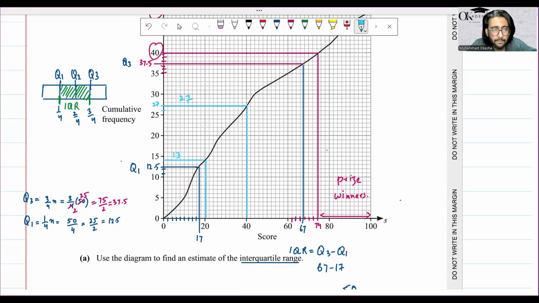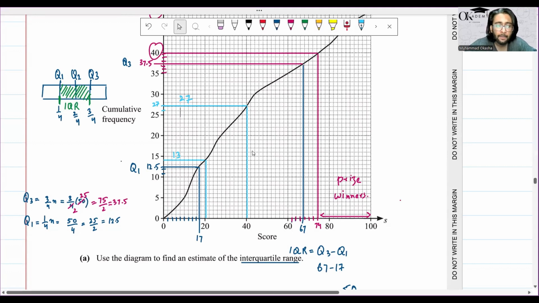Did we do it right? Yeah. This would be 27 minus 13 would be, God, I'm so bad at maths. This should be, I think this should be 13. Okay, next. 40 to 60.